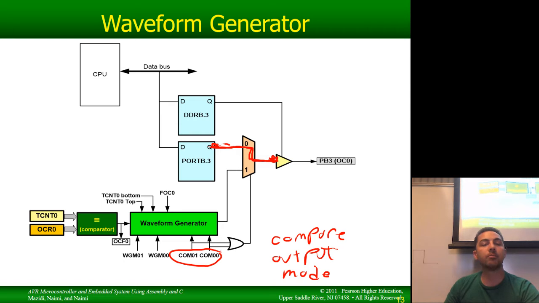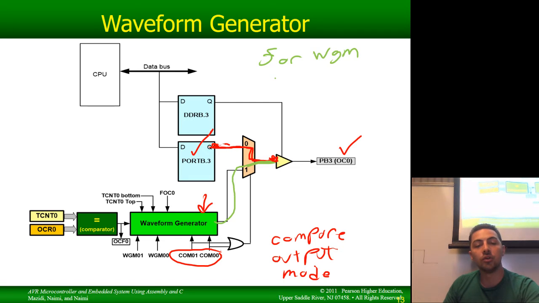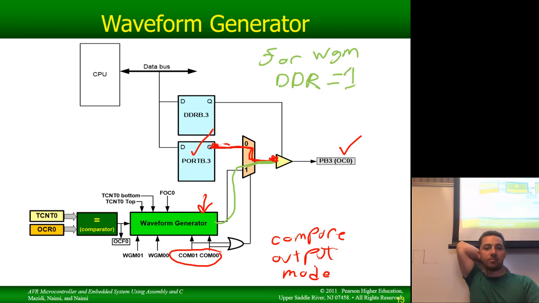If the compare output mode is anything other than turned off, we no longer get our input for this pin from this register. Now we get it from the waveform generator. So instead, it comes out of here and goes through the mux to this driver. So the takeaway from this first diagram is for waveform generation, you must set the DDR register equal to 1. The DDR bit must be set to 1.